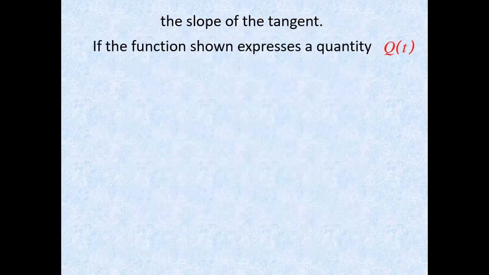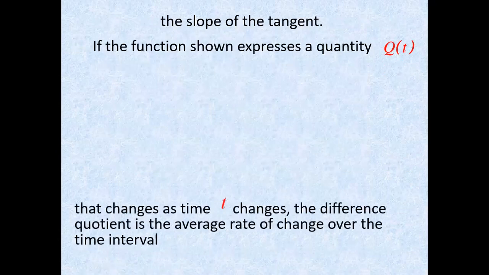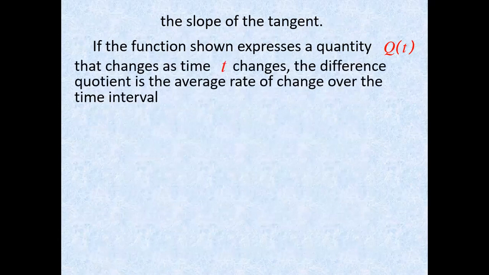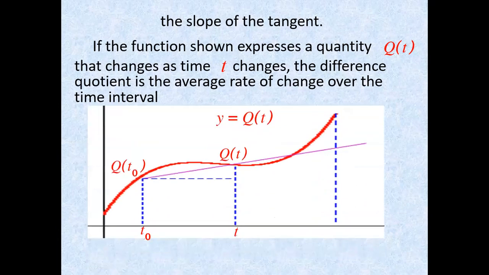If the function is expressed as a quantity q of t that changes with respect to time, the difference quotient is the average rate of change over the time interval. That time interval is t naught to t, the change in time and the change in two points, where the two points are q of t naught and q of t. We have the same function y equals q of t.